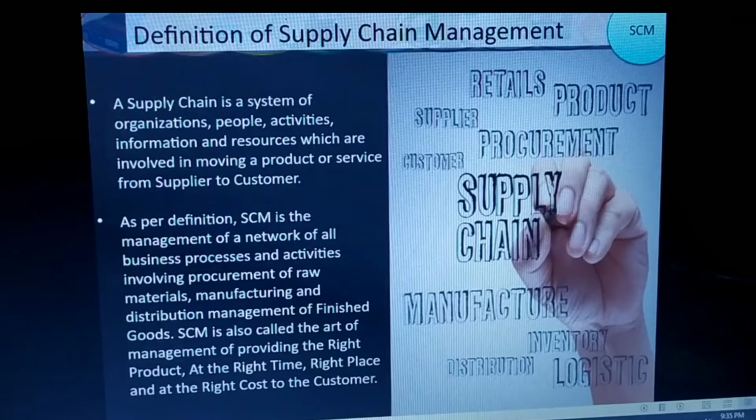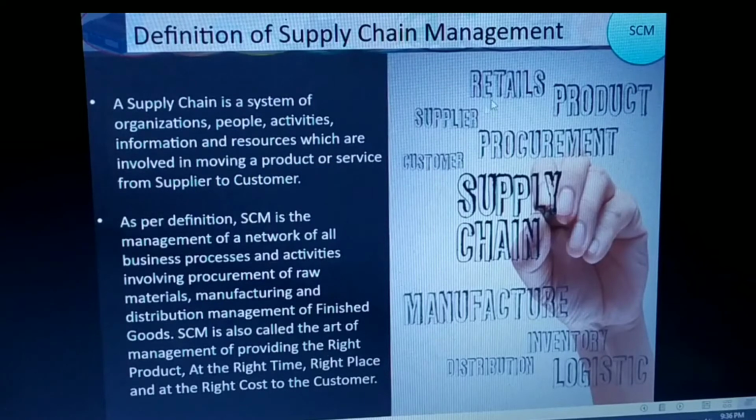From the supplier you are acquiring the raw materials, and you are also supplying the finished product to the customers, and the process involved in between is a matter of supply chain. As per definition, supply chain management is the management of a network of all the business processes and activities involving procurement of raw materials, that is, suppliers, manufacturing and distribution management of the finished goods. Supply chain management is called the art of management of providing the right product at the right time, right place and the right cost to the customers.